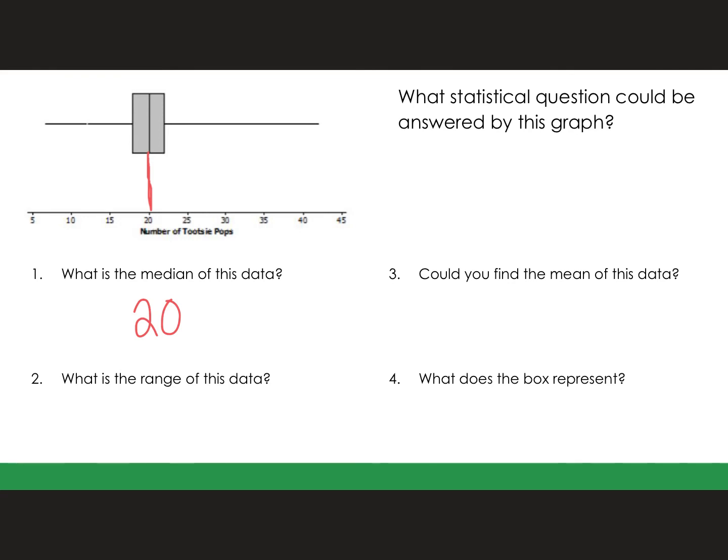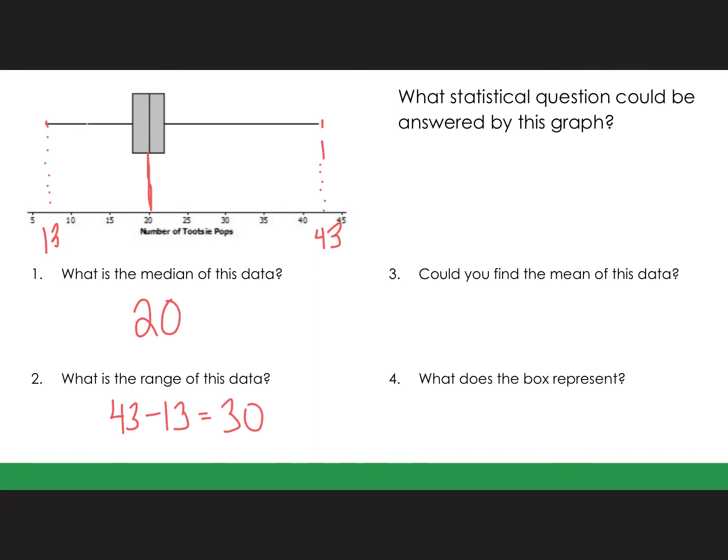What is the range of this data? So I need to see the range is from the top number and the bottom number. So we find the range the same way we did before. And we kind of have to guess. So we'll say this is 13. And we'll go with 43 here. So 43 minus 13 equals 30. So that means our data varies throughout 30 different points.